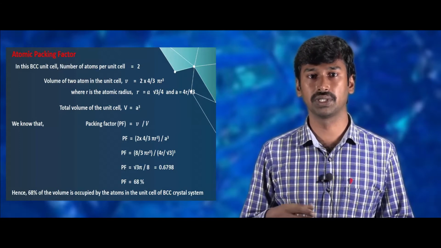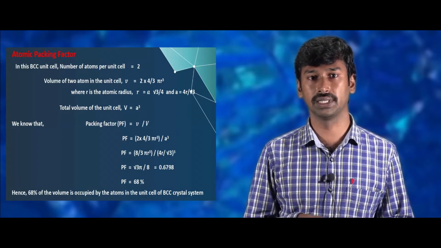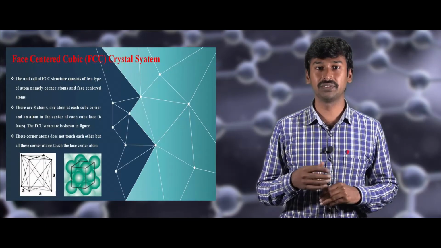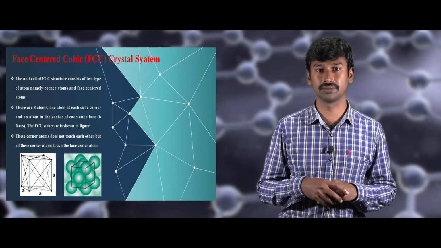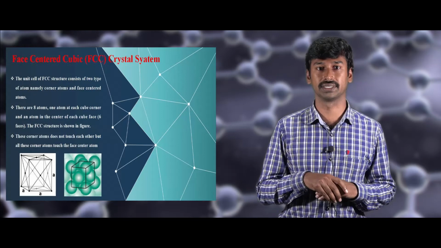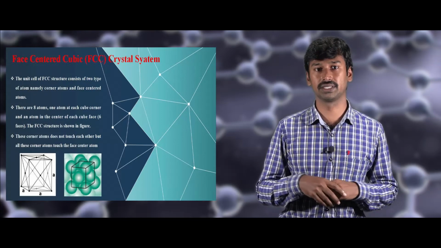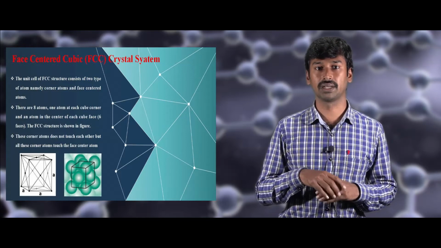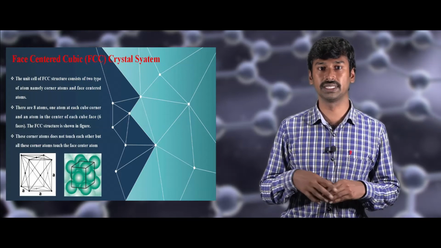Hence, 68% of the unit cell is occupied by the atoms and the remaining 32% is vacant in the unit cell for this BCC system. Now we see the face center cubic system, that is FCC systems. In this FCC system, the atoms are located at each corner of the unit cell and at the center of the face of the unit cell, which is shown in this figure. These corner atoms do not touch each other, but all the corner atoms touch the face center atoms of the unit cell, which is shown in the second diagram.